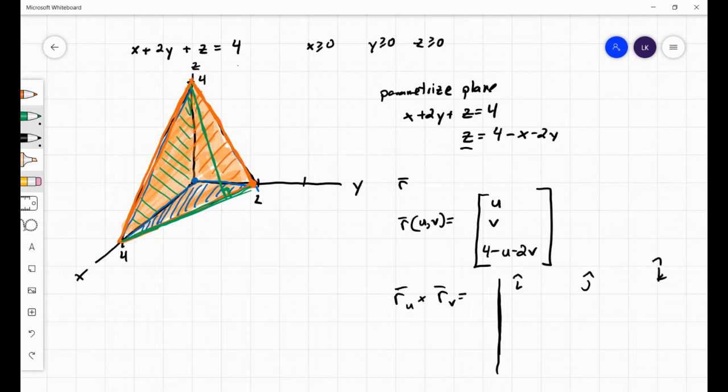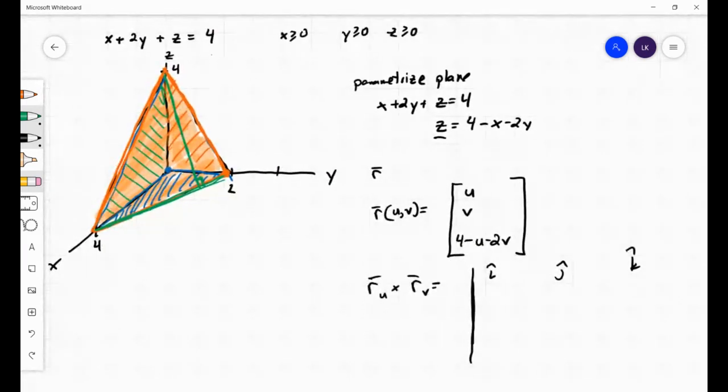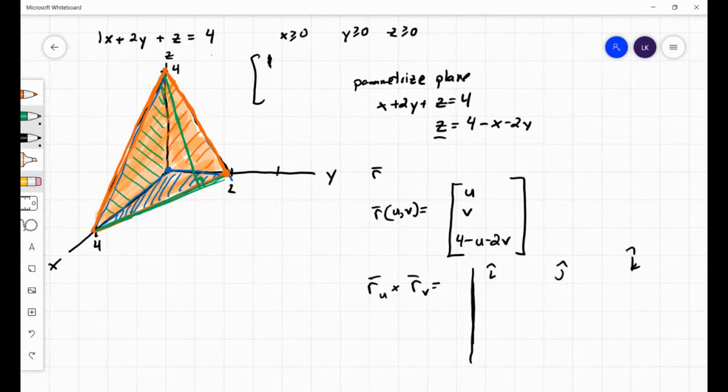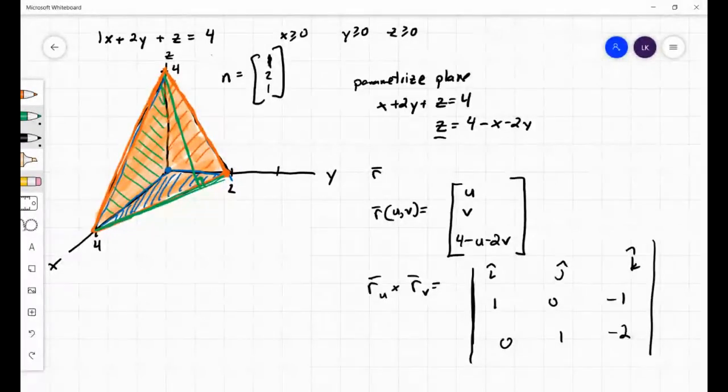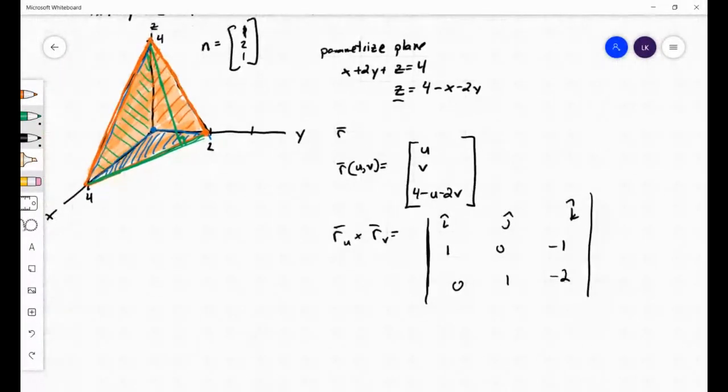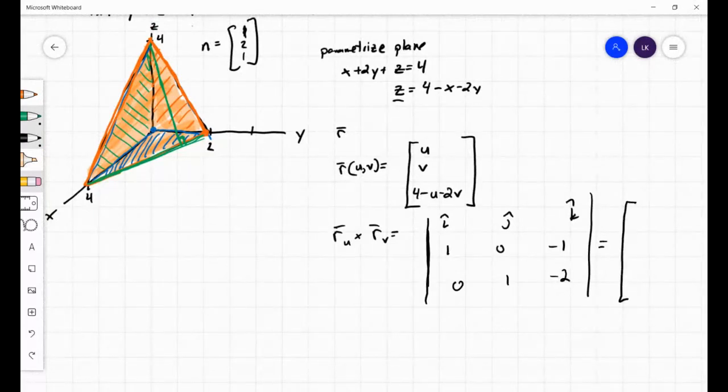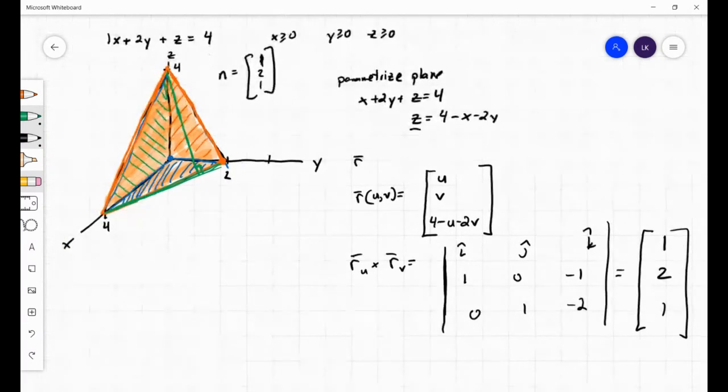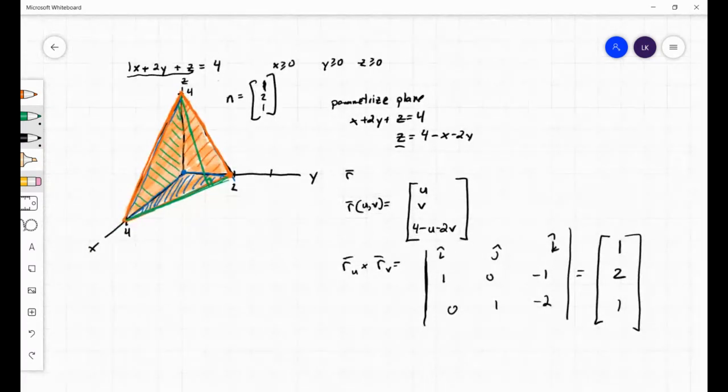Now this isn't hard, right? Because we're going to see a connection to the normal to that plane, the vector 1, 2, 1. Yeah, that's a normal to the plane. So differentiate r with respect to u, and then with respect to v, and take the cross product. So indeed, we just get the normal to the plane, the vector 1, 2, 1.